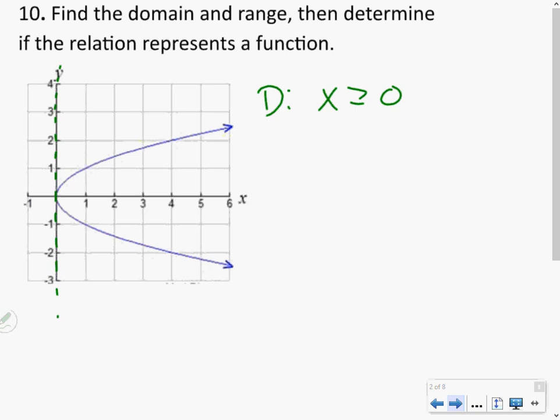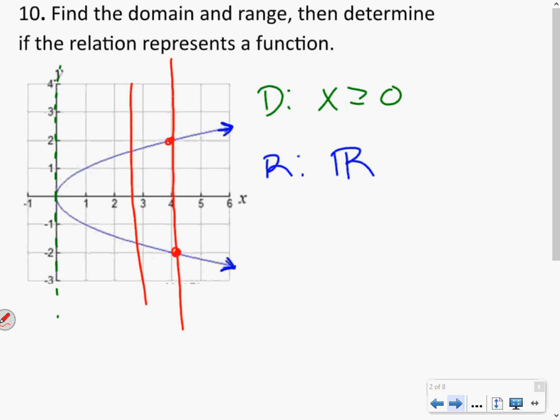For the range, as this bottom arrow is moving to the right, it's also going down forever. This arrow, as it moves to the right, is going up forever. So really, our range spans all real numbers, everything from negative to positive infinity. So our range is all real numbers. This is the first one we've seen, though, that fails the vertical line test. It crosses two places multiple times on the graph, but even just that happening once is enough to make this not a function.